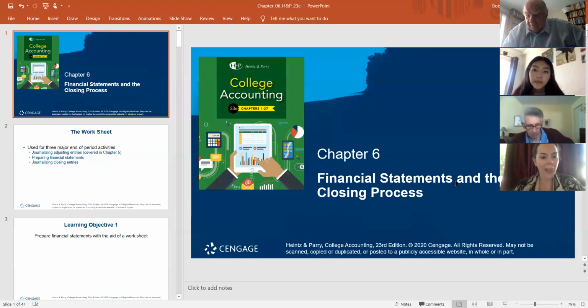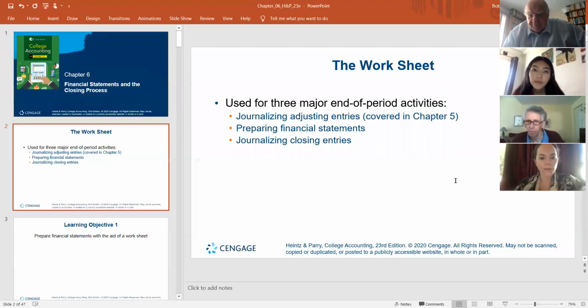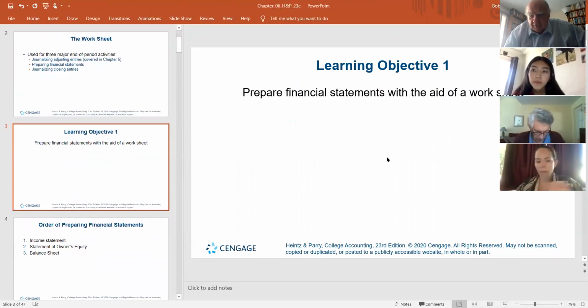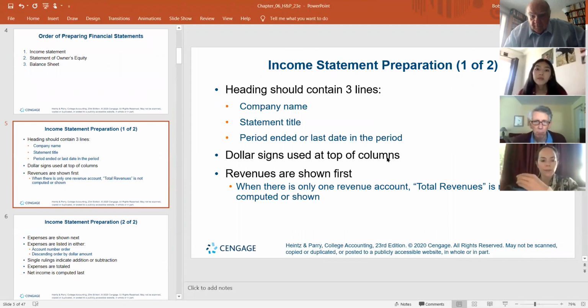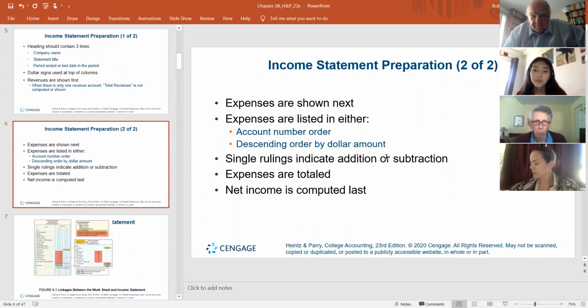Chapter 6 is about the closing process. We have to close the income statement. And they gave us some lessons with a worksheet, a long 10-column worksheet, which we use to prepare the financial statements. We must do the income statement first. And the income statement is done first because we got to get that into the equity statement.